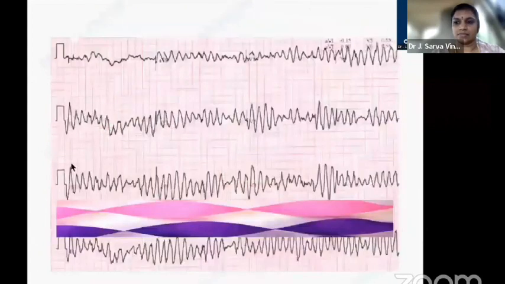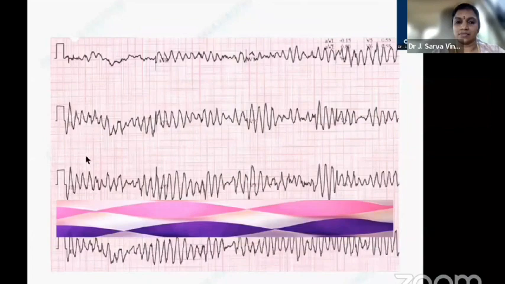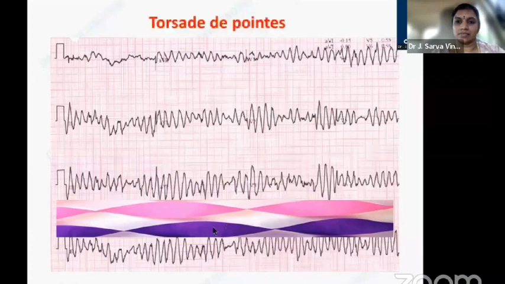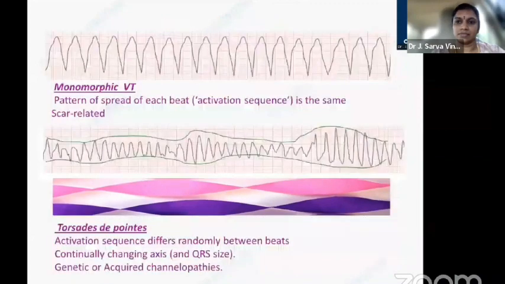This is also a kind of ventricular tachycardia, but the difference here is we have varying amplitude and varying axis of the QRS complexes. The outline of these will resemble the outline of a party streamer. So this is called Torsades de pointes. This occurs in patients with long QT syndrome or when there is any R on T phenomenon. So this is the difference.